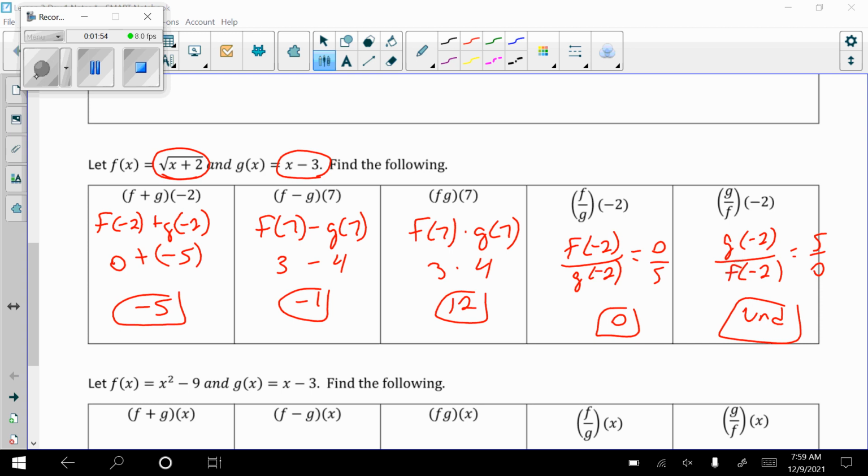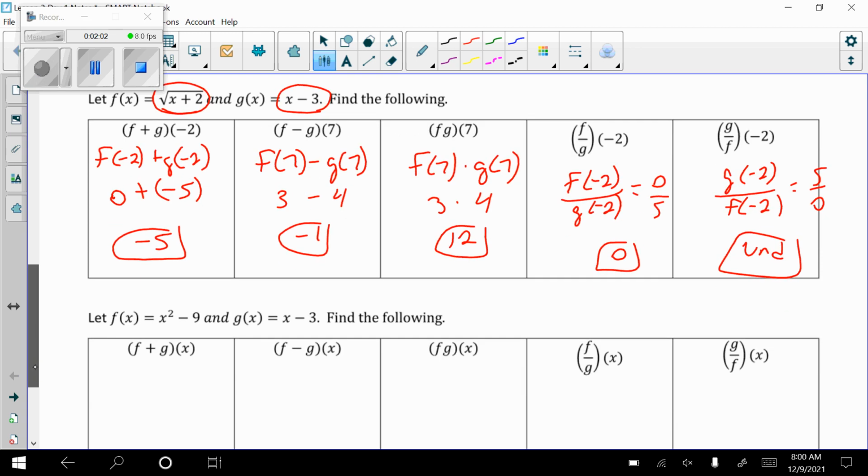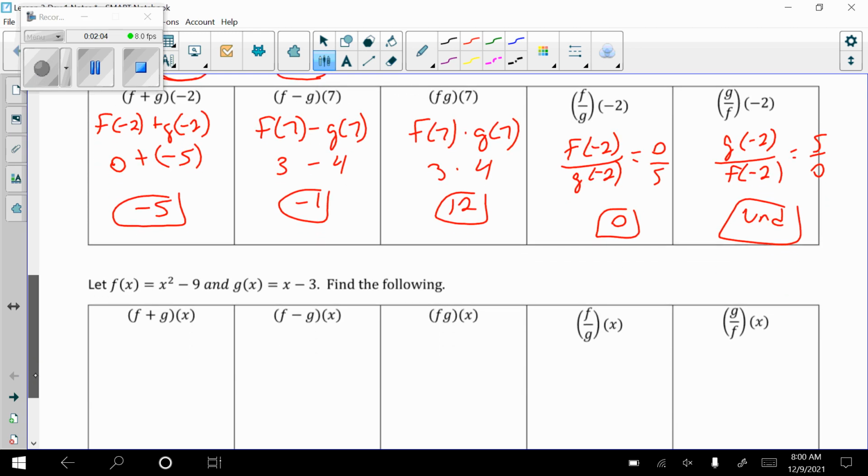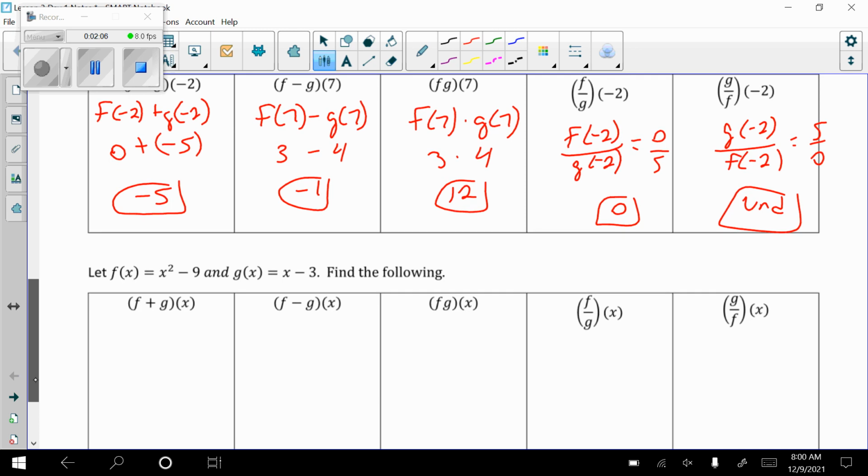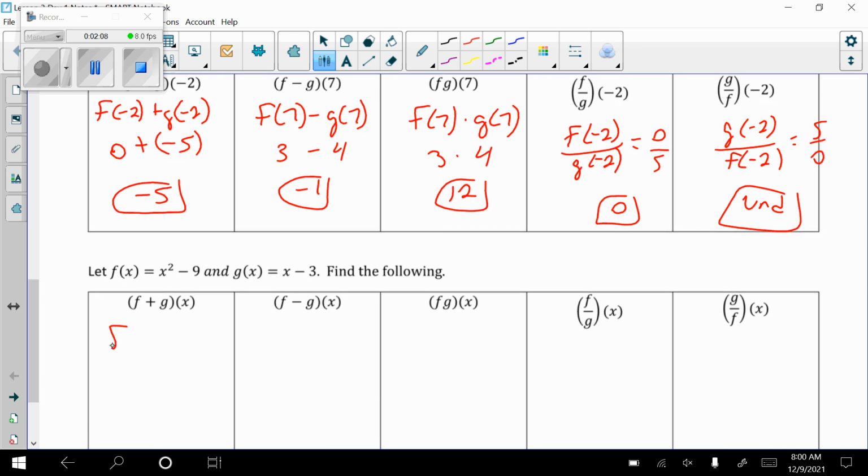Okay, guys, so I went through all the functions, and you guys have had these before, so they shouldn't be too scary. You're just substituting them in. What gets a little tricky is when you have the x. So I'm going to do this one. f of x plus g of x, that's all that means. So I'm going to be just combining the like terms.